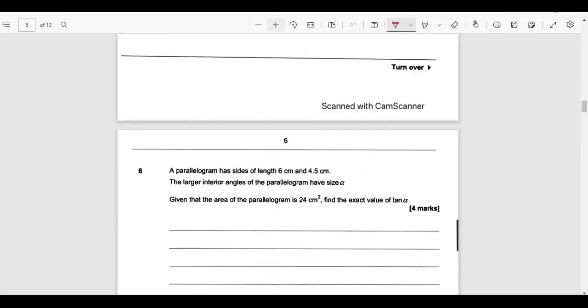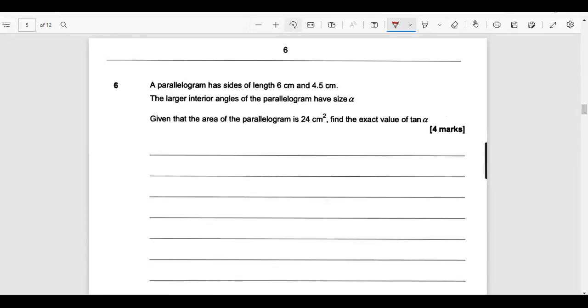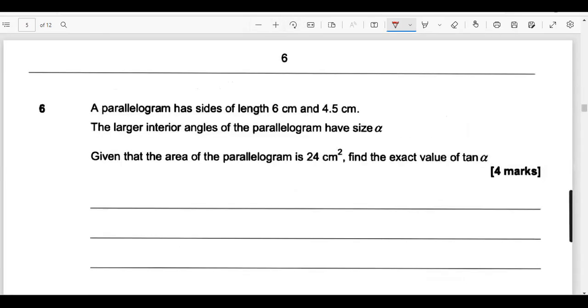Here's a very interesting question. It says a parallelogram has sides of length 6 centimeters and 4.5 centimeters. The larger interior angles of the parallelogram have size alpha. Given that the area of the parallelogram is 24 centimeters squared, find the exact value of tan alpha. So I'll give you 1 minute. Understand the question first, and then I'll tell you.